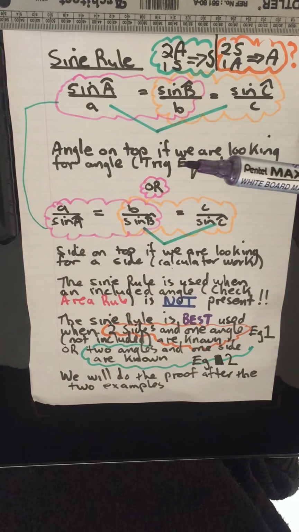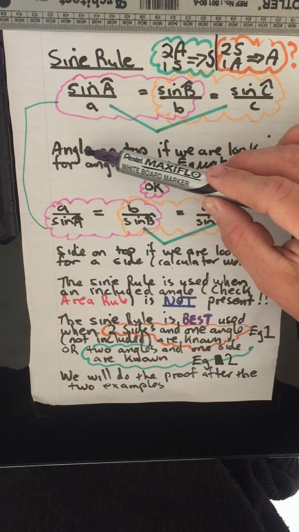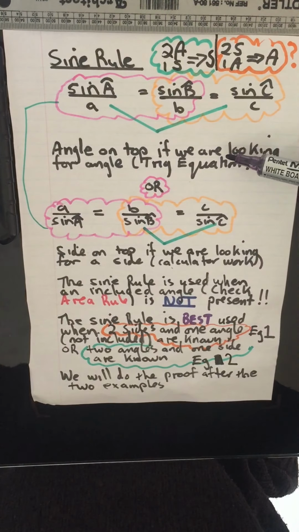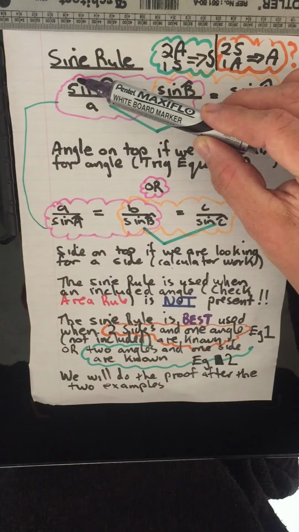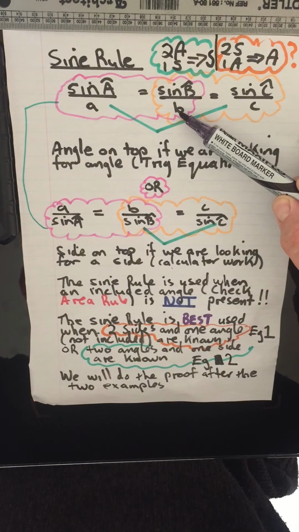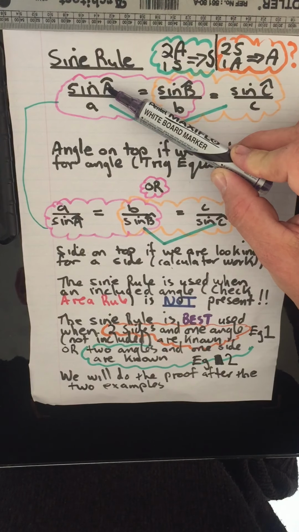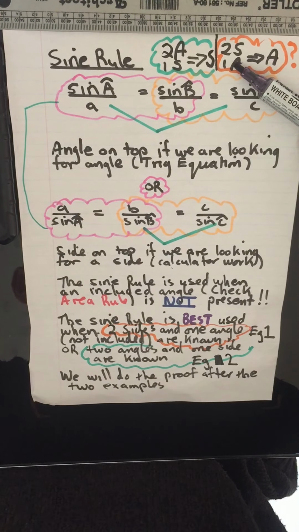Solving triangles means we need to be looking for sides or angles. So if we're looking for an angle, we put the angle on the top. What that means is we need to be given two sides and an angle in order to find that angle. Two sides and one angle, which would mean we are looking for another angle.